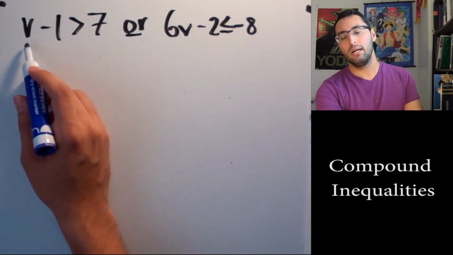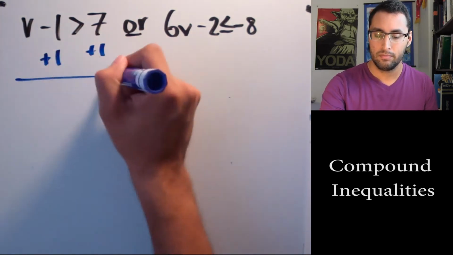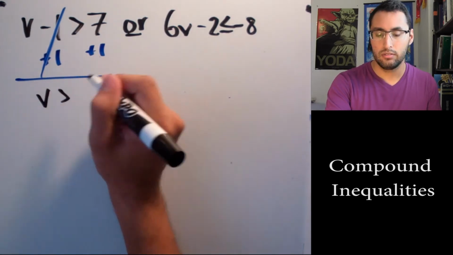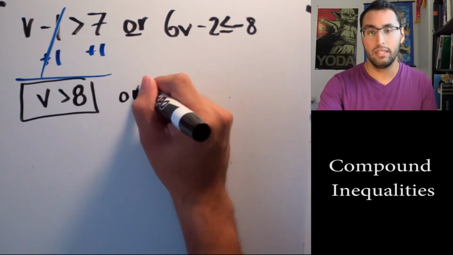Okay, over here I need to get b by itself, so I need to get rid of subtracting 1, so I'm going to add 1 to both sides. Okay, so that goes away. We're going to have b is greater than, well, 7 plus 1 is 8. Okay, so that's my first part. Or it could be this other thing.